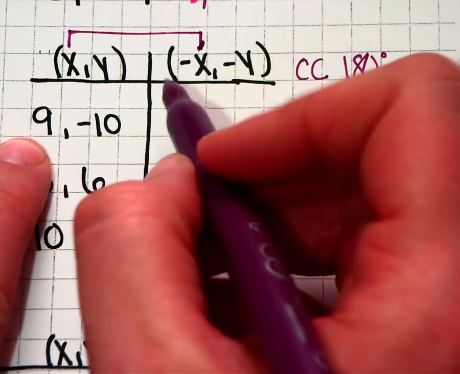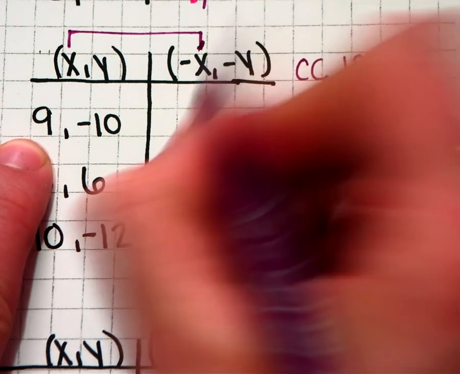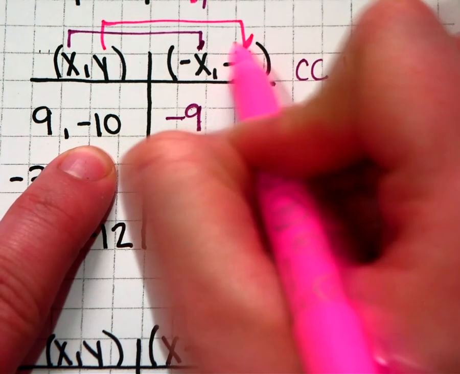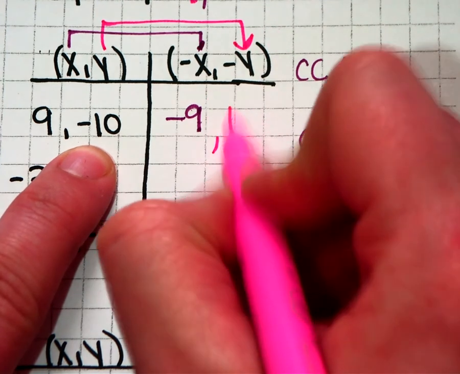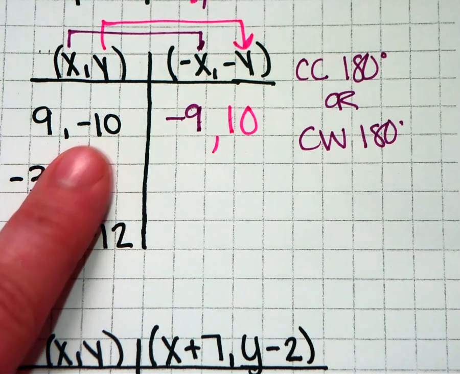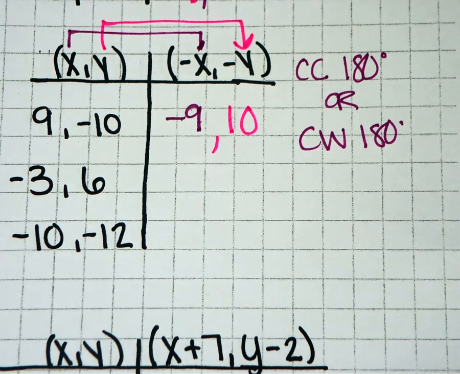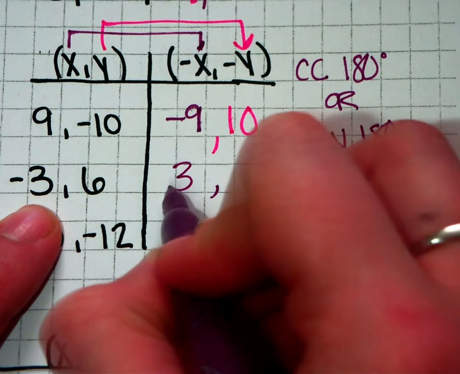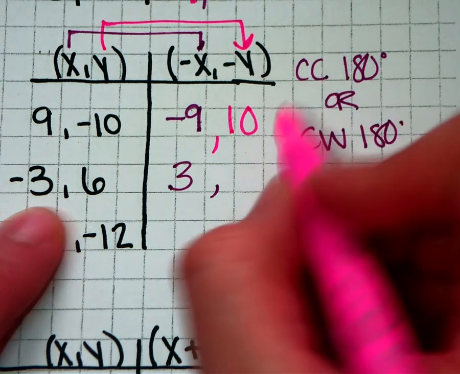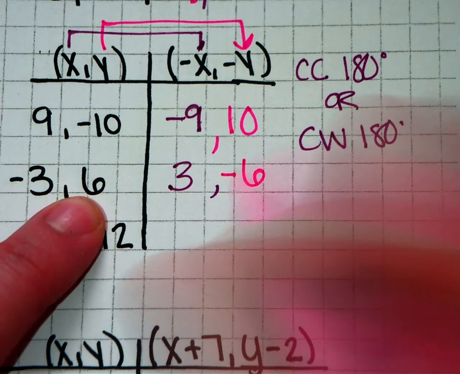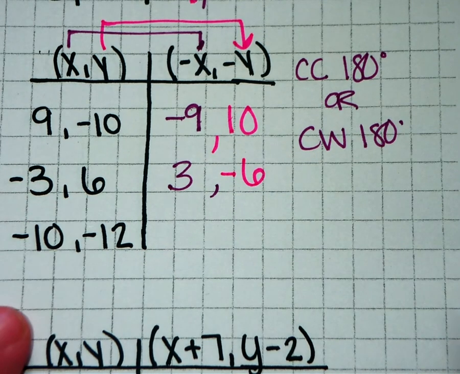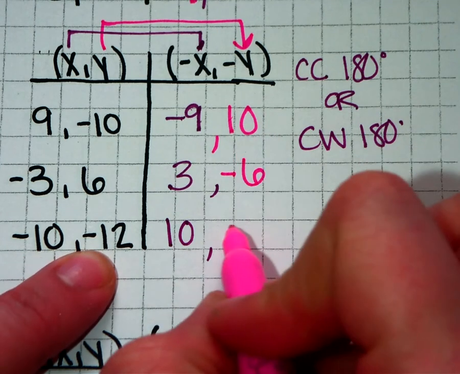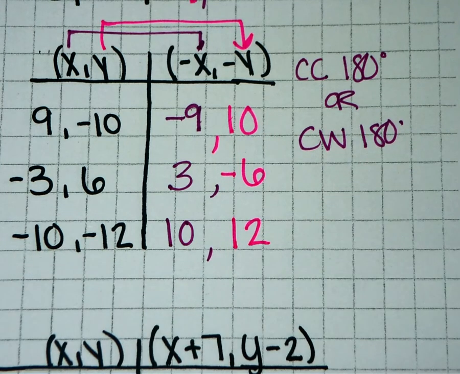So my 9 is still going to be first, but now there's a sign change. So this becomes negative 9. My y value stays put, but it changes from a negative 10 to a positive 10 because of that negative sign. Remember, it's a sign change, so if it's already negative, make it positive. Negative 3 is my x value. It's going to stay put, but it's going to change to positive because it's a sign change problem. Y, same thing. It stays second, but it's got to change sign. Lastly, we have negative 10. The opposite of that is positive 10. And then my y value, my sign change of negative 12, becomes positive 12.